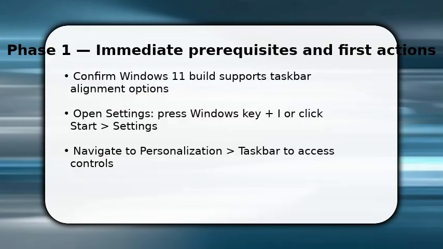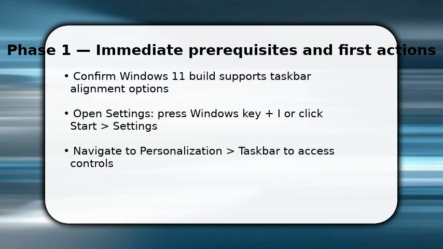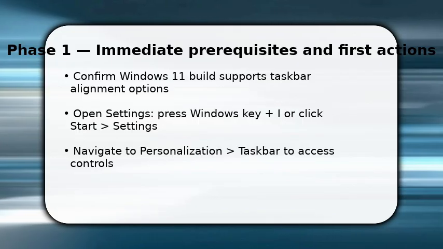You'll start by opening Settings so you can change the taskbar behavior immediately. Once done, press Windows key plus I or click Start and choose Settings. This gets you straight to system controls. Now head to Personalization, then Taskbar. This is where alignment and related options live.